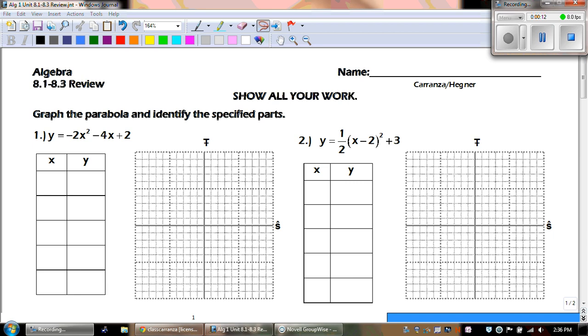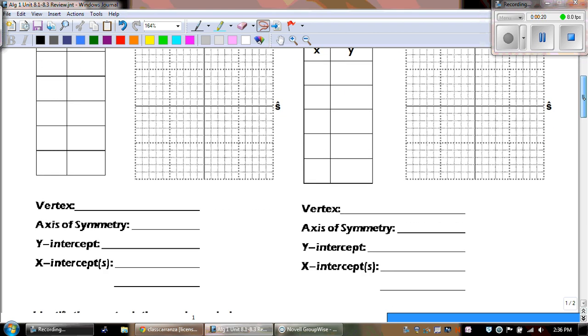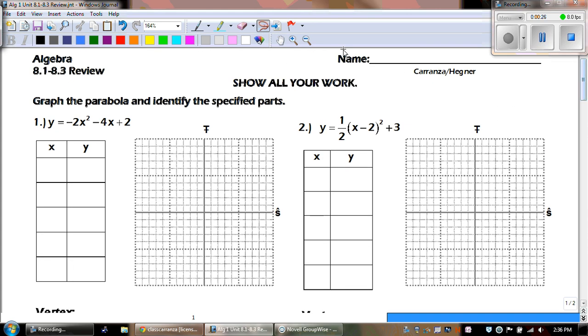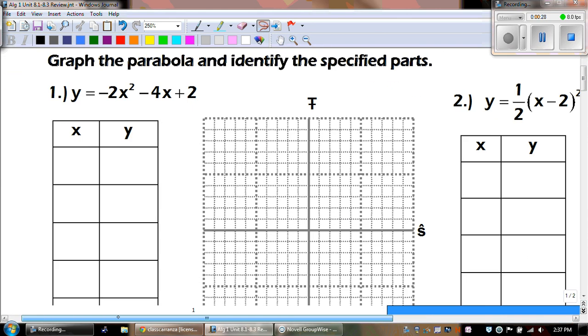Okay, 1 and 2 say to graph the parabola and identify the specified parts. So, let's take a look. What do I have to identify? Oh, the vertex, the axis of symmetry, the y-intercepts, and the x-intercepts. Okay, I can do that. Let's look at number 1.